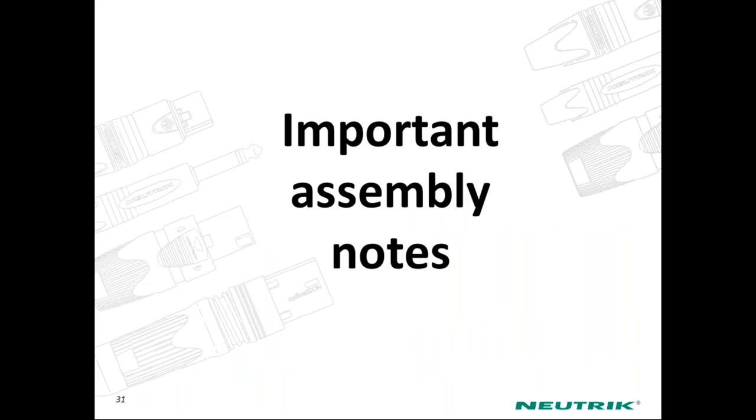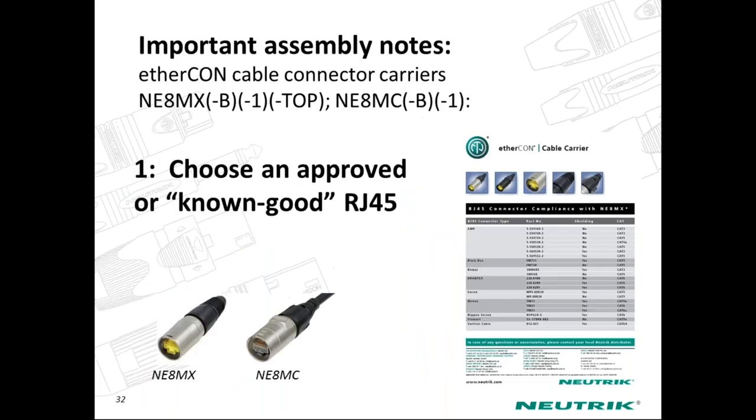So here's some, again, because I do all the tech support for the U.S., I keep hearing all these horror stories. All the horror stories come to me, so I'm here to help you through all of them. First of all, when you're using these cable carriers, choose an approved or a known good RJ45. So we have a list of what we approve, but at the same time, FDW has been selling etherCON for years and years. They, I assume, have an associated cell of RJ45. So you can speak with them and say, well, hey, what RJ45s do you recommend? What do you know is good? That'll be fine. But the RJ45 standard is not tight, and there are some RJ45s which simply will not fit into our housing. So be aware of that.